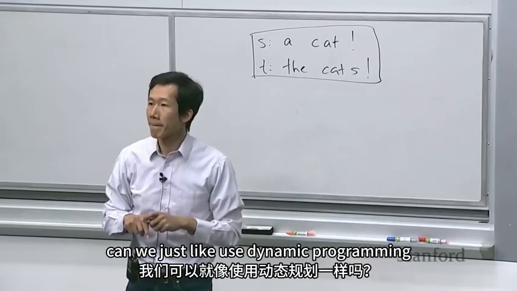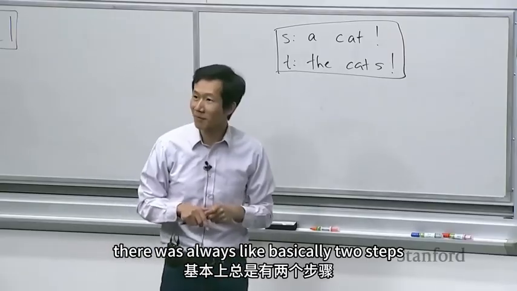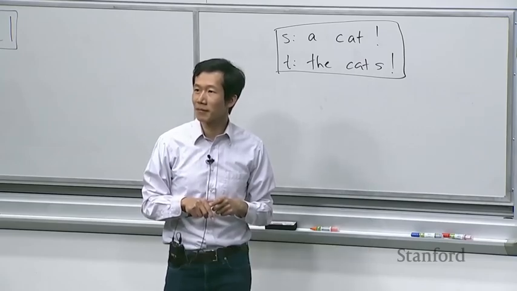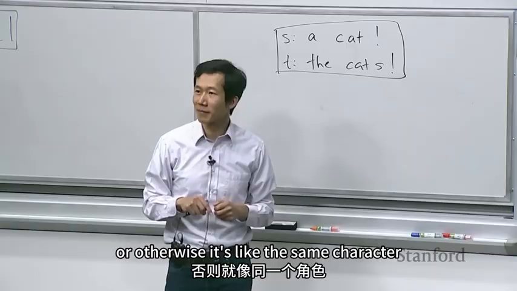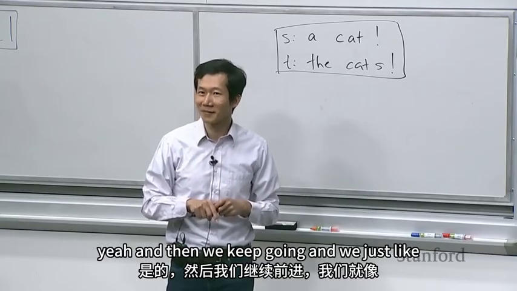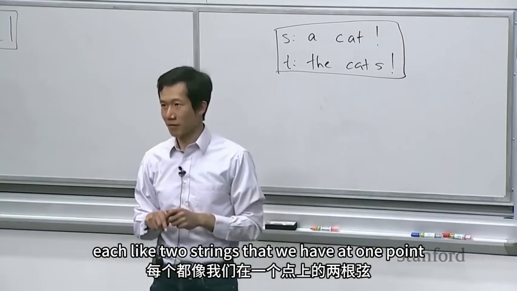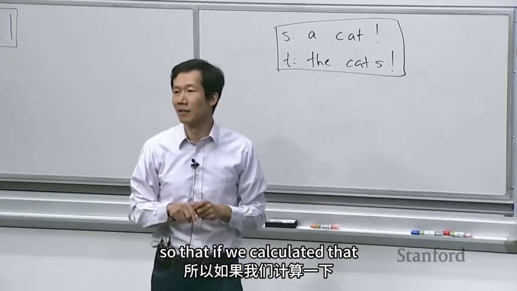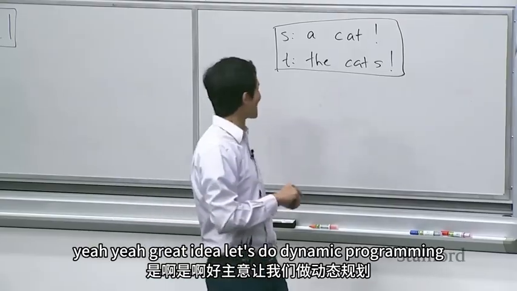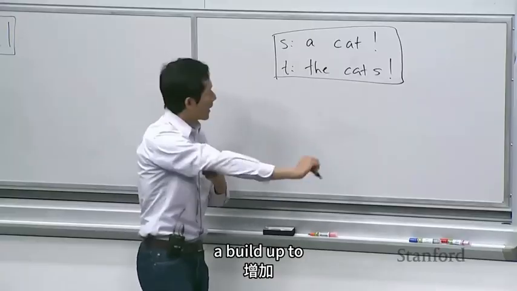Can we just use dynamic programming? Like we go one by one, there are basically two steps. Either we're doing substitution, or otherwise it's the same character, or we have to insert. And then we keep going, and we just remember each two strings that we have at one point, so that if we calculated that, we don't have to do it again. Great idea. Let's do dynamic programming. So that's what I'm kind of trying to build up to.